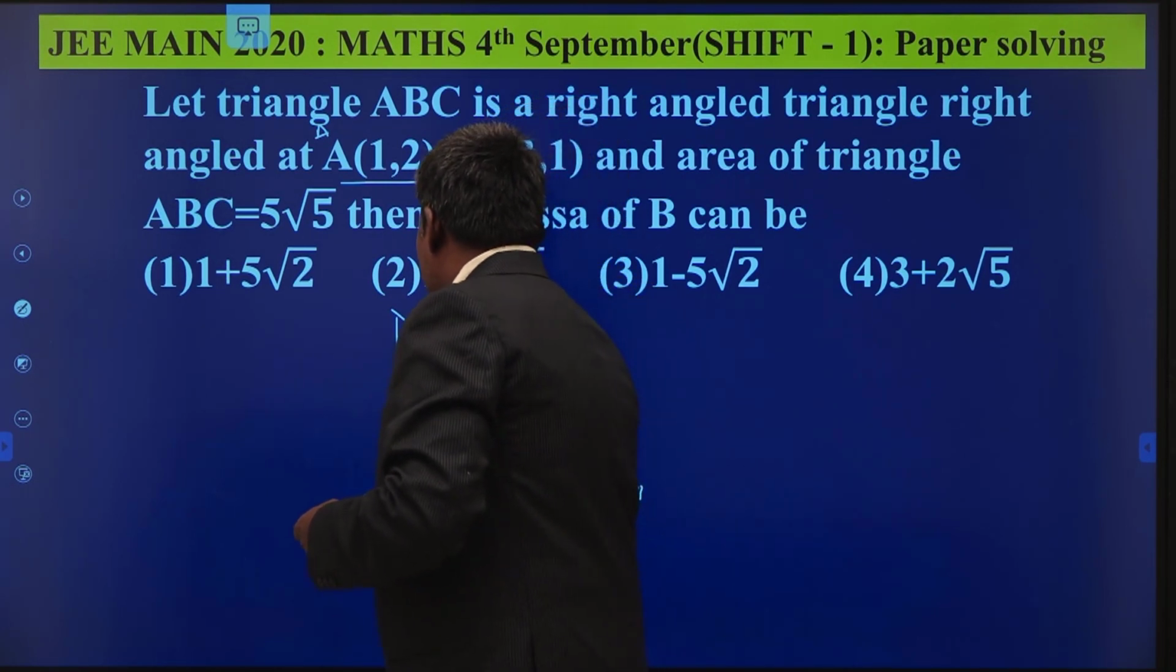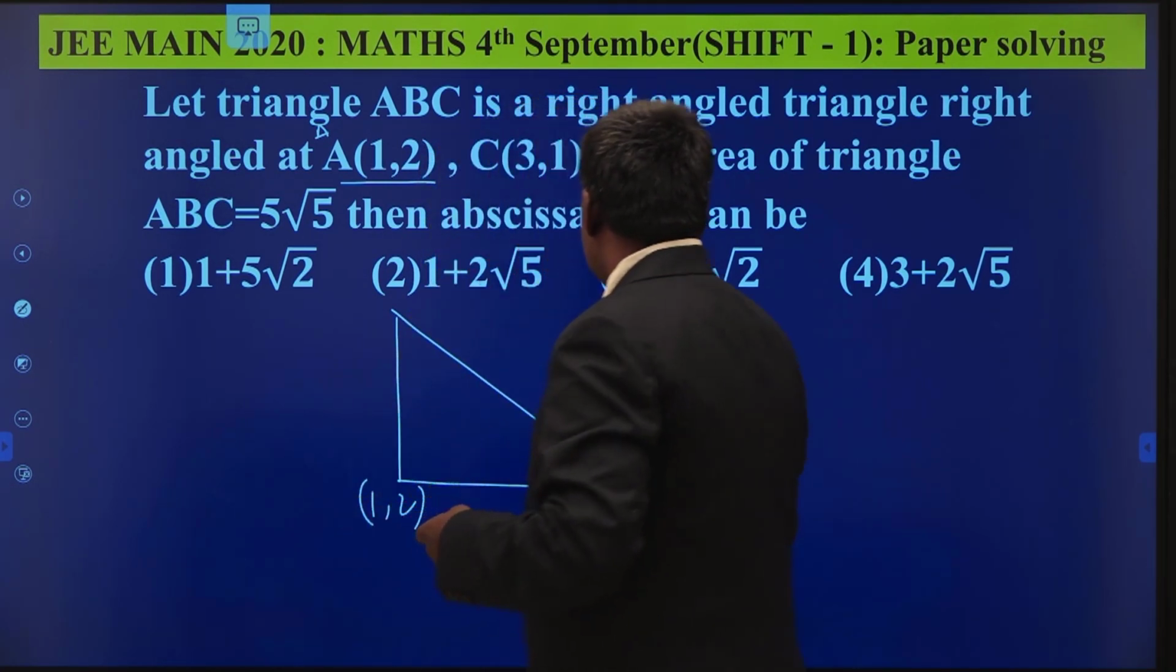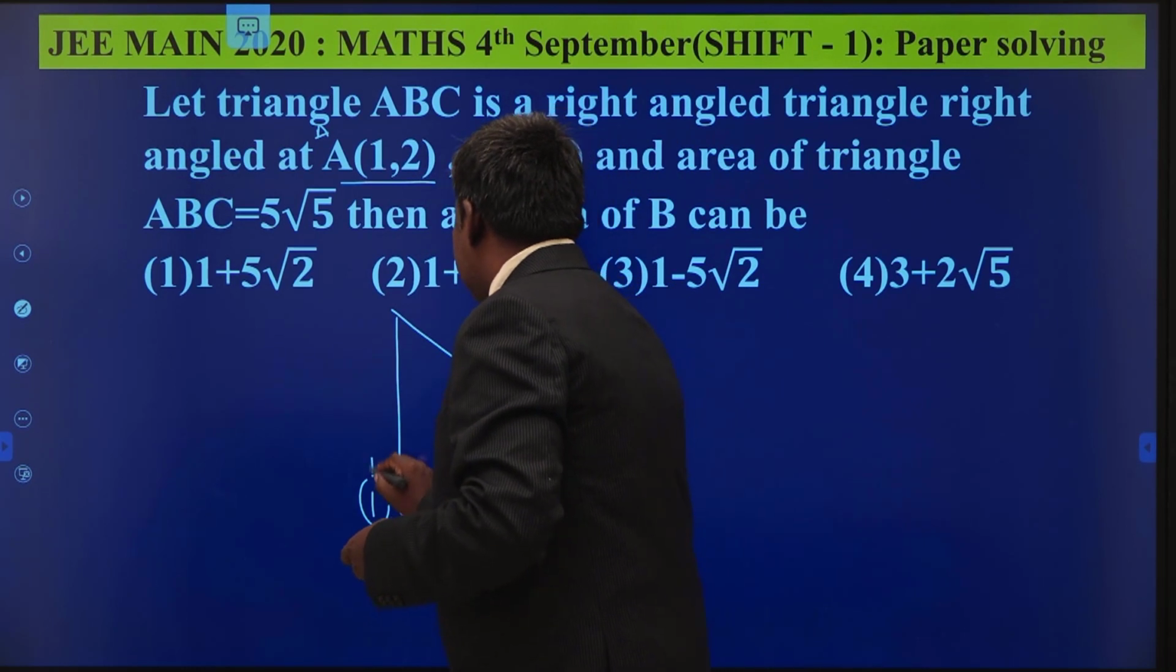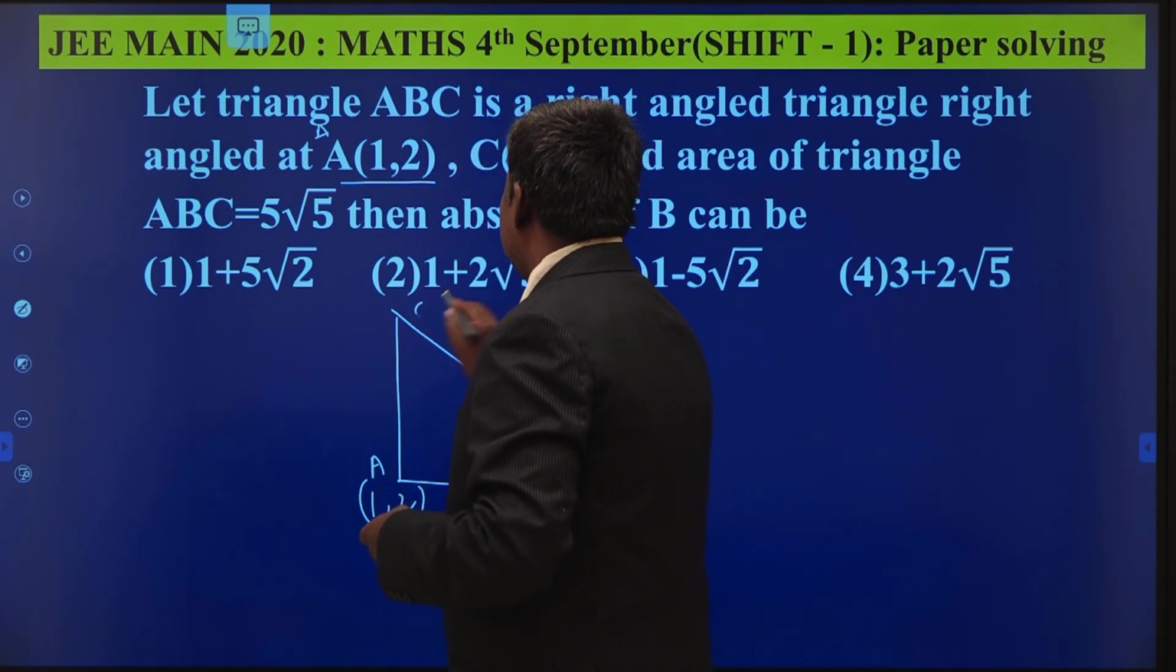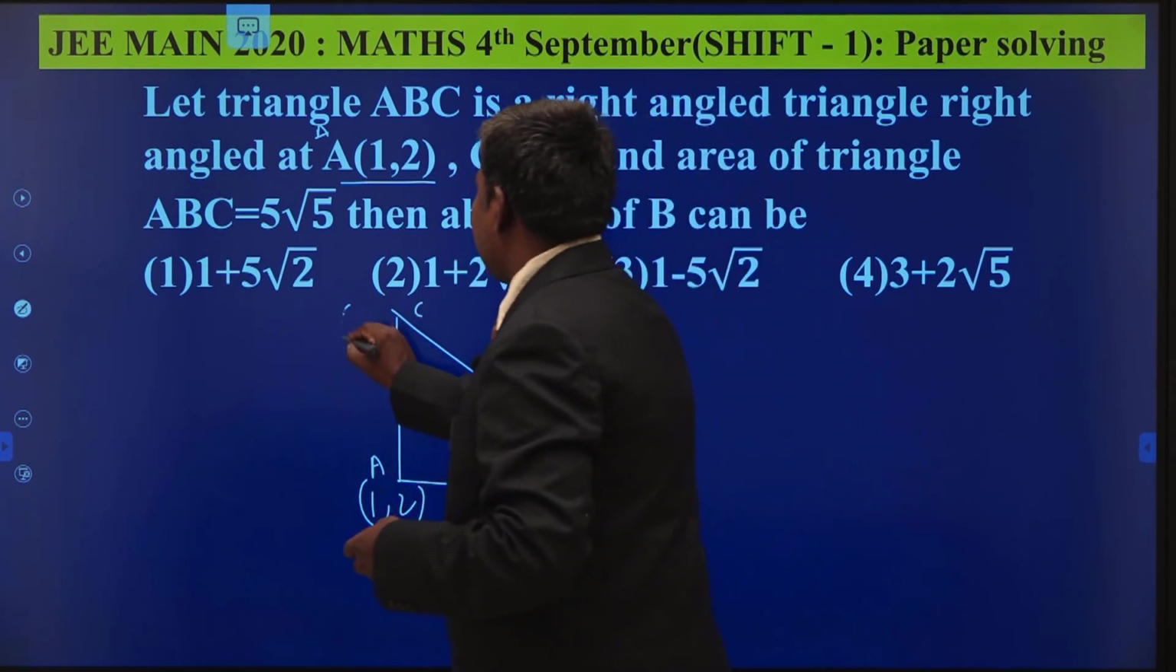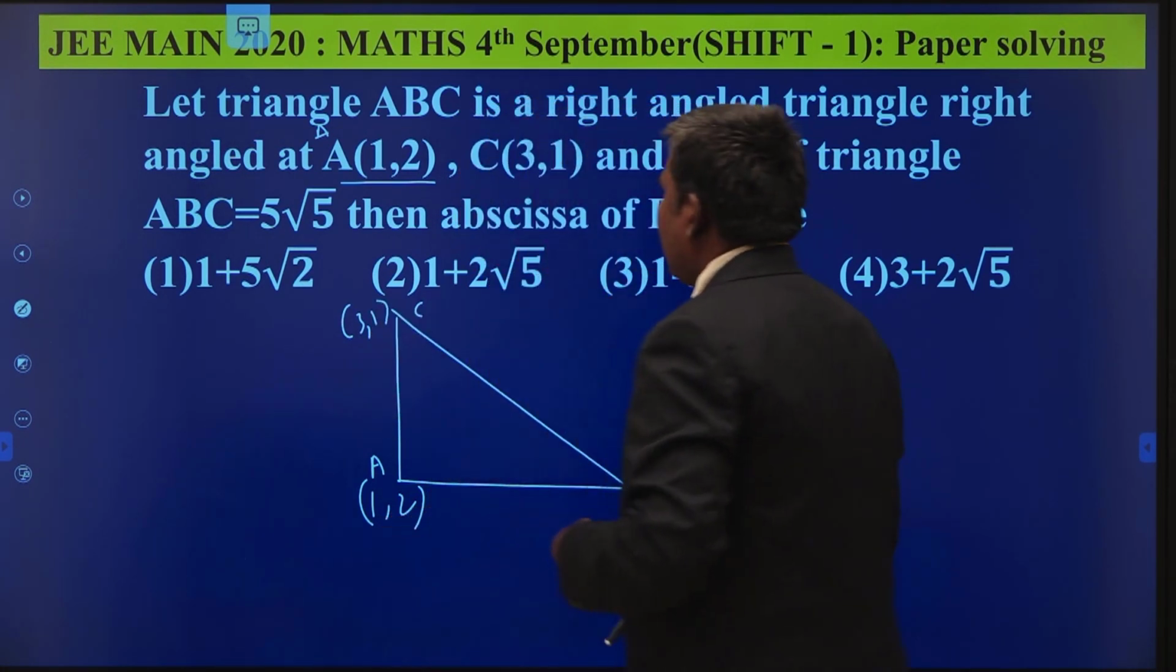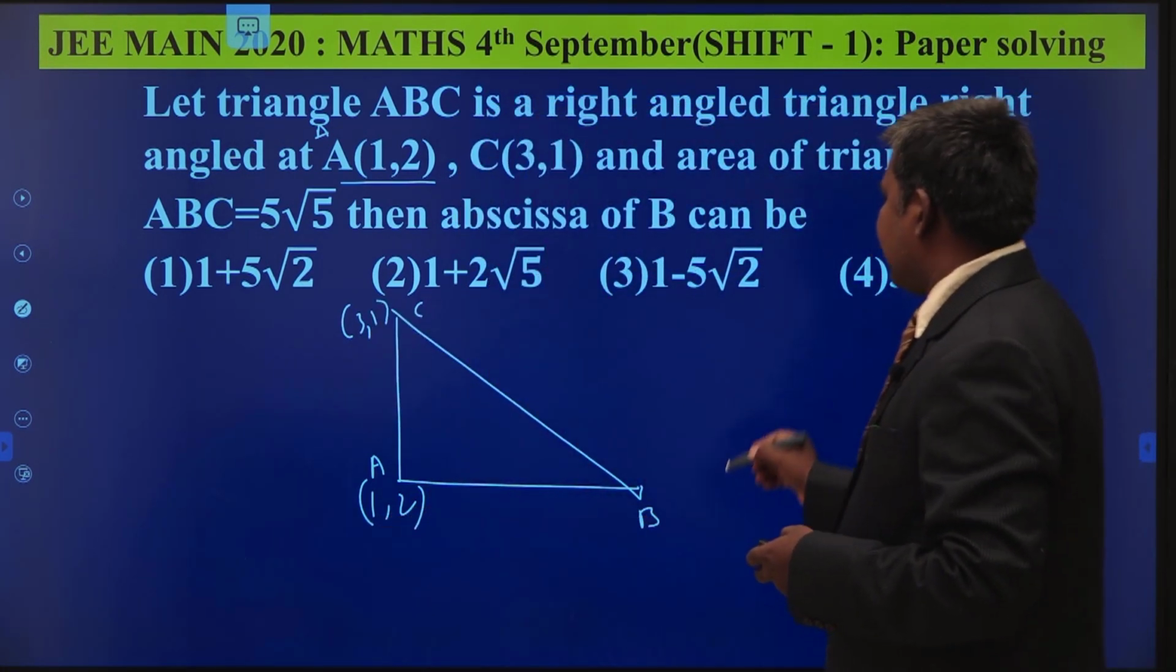What are the coordinates of A? 1 comma 2. This is A, B, C. This is A, C, B and C. What are the coordinates of C? 3 comma 1. You have to find out the abscissa of the coordinates of B.